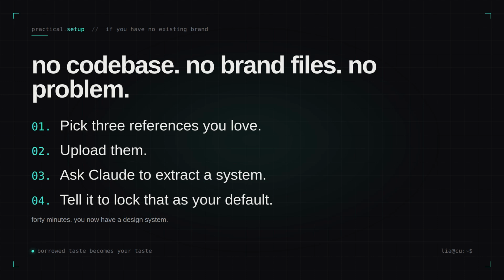40 minutes of work and you have a design system. Pick 3 references you love, not 10. 3. Brand websites, product pages, posters, whatever stops you when you see them. Upload them to Claude. Ask Claude to extract a system from them. Palette, type, spacing, the whole spec. Then tell Claude to lock that as your default. You now own something most solopreneurs will never own. Borrowed taste becomes your taste faster than you'd expect.